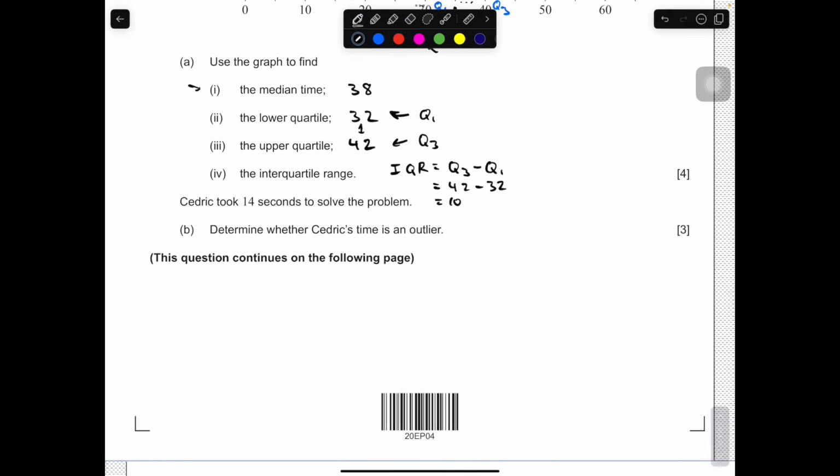Okay, so we have a formula for our, actually no, we don't have a formula for outliers. Not given to us in the formula booklet at least. So what is an outlier? If we have, for example, our box and whisker plot right here, and we have these values: this is going to be 38, this is 32, this is 42. And so we have values for Q1, our median, and Q3.